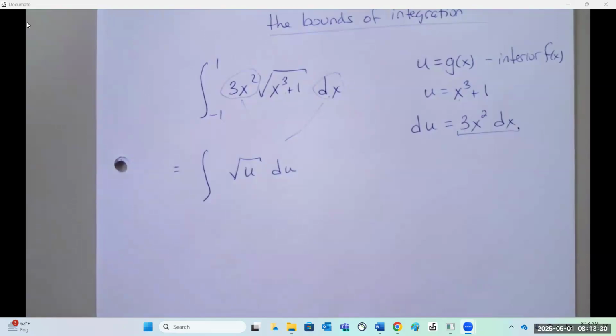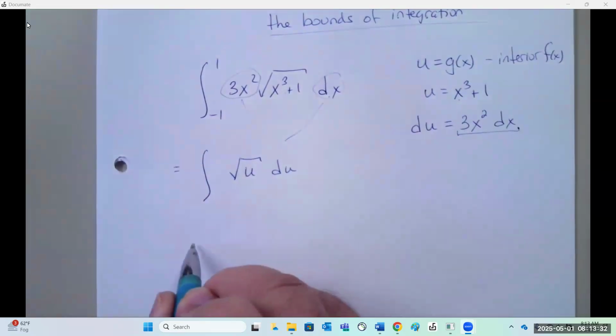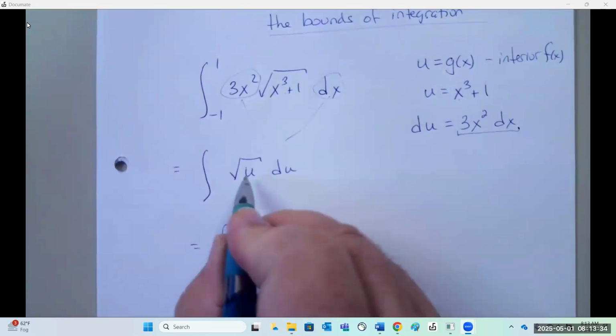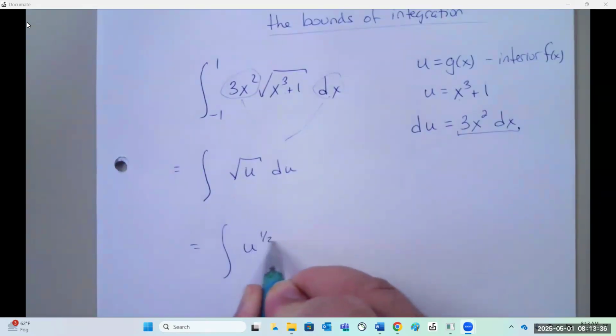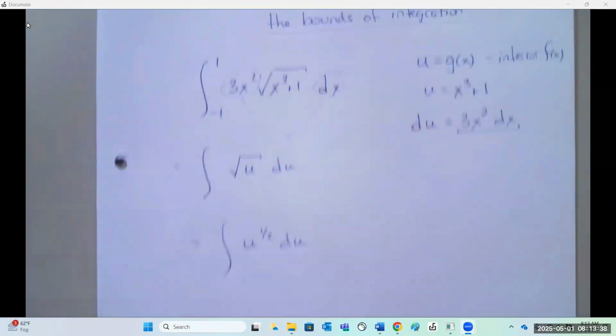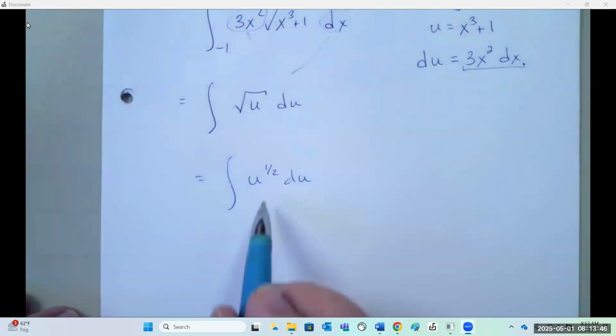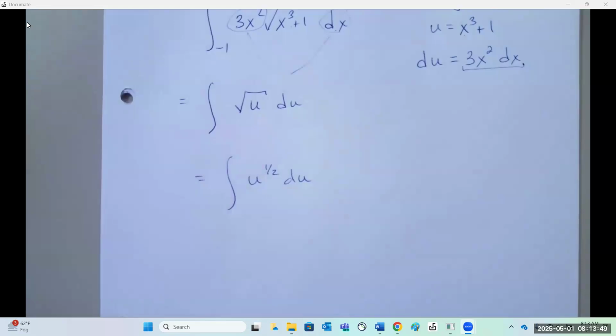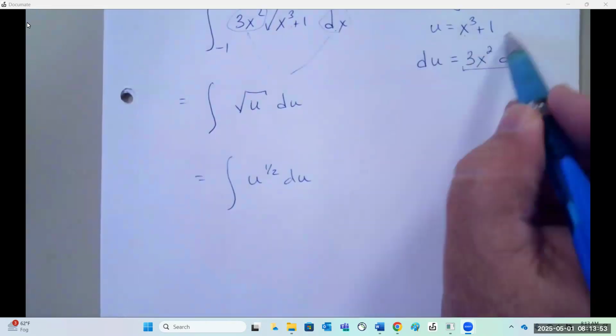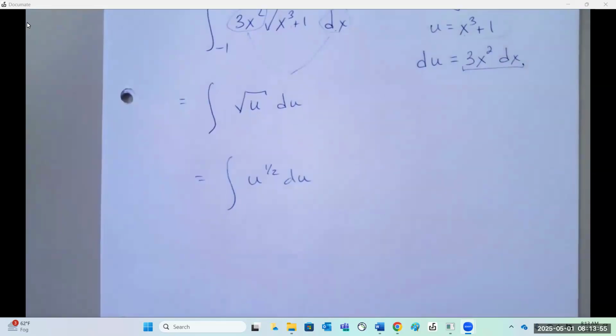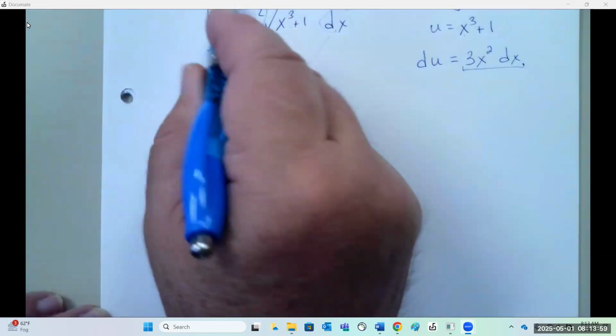Which means what? I can take the integral of u to the power 1/2 du. I'm going to stay with u. I'm not going to go back and put x in place of u. Because I'm doing that, I have to change the bounds of integration.